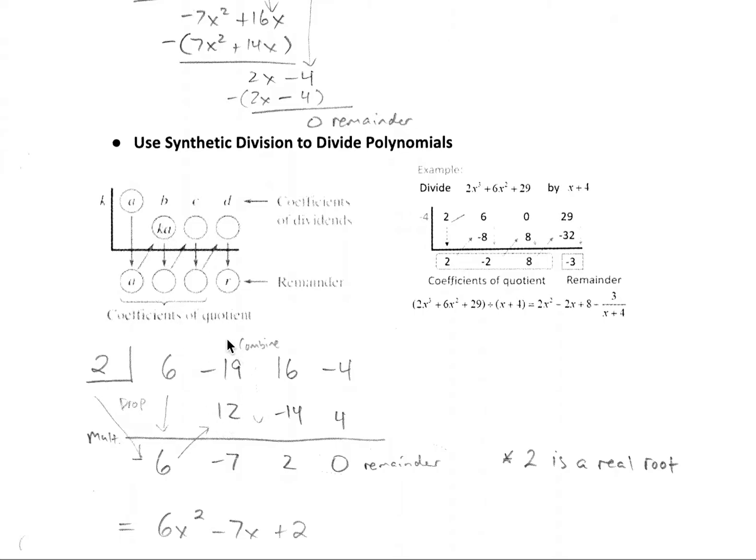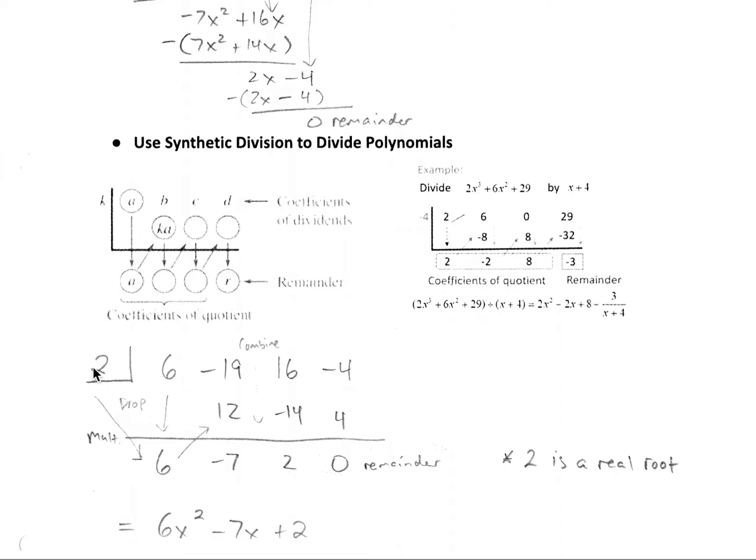And then we're going to combine the values in our columns. Make sure that you're not subtracting, we're combining. So negative 19 and 12 together give us negative 7. Do the 2 steps again. Take your 0 and multiply it. So 2 times negative 7 is negative 14. And now combine the values in this column. So 16 and negative 14 gives a positive 2.